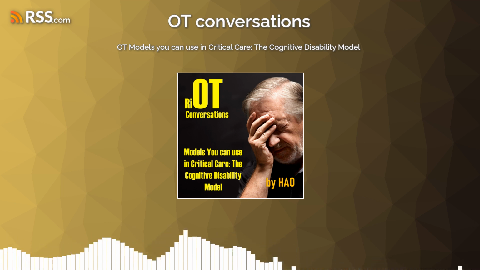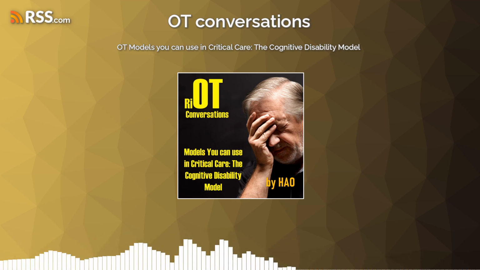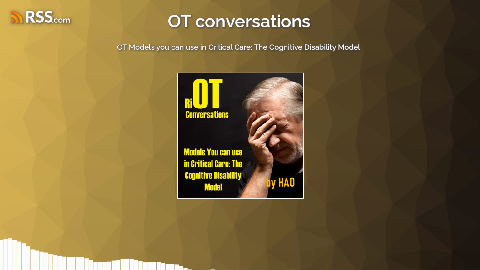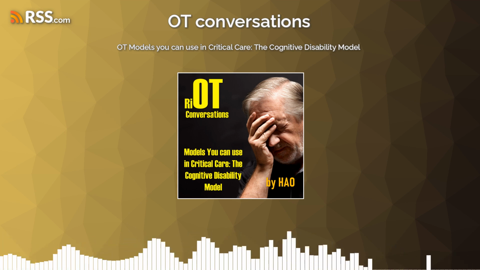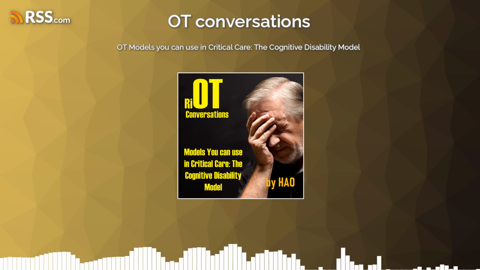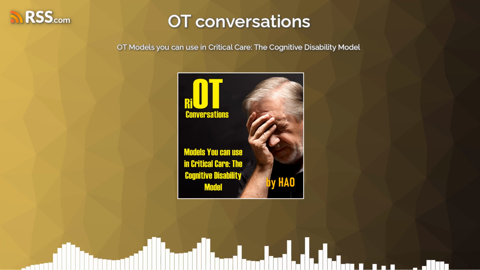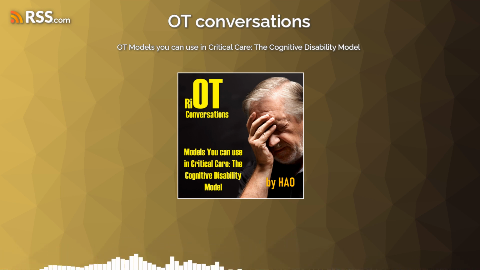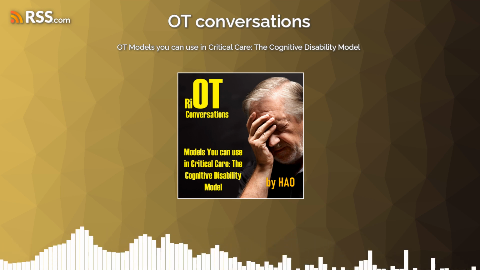And we will continue to talk about frames of references or models that you can use in critical care. This time around, we'll talk about the model that is called Cognitive Disabilities Model, and this originated from the Cognitive Disability Frame of Reference by Claudia Allen.